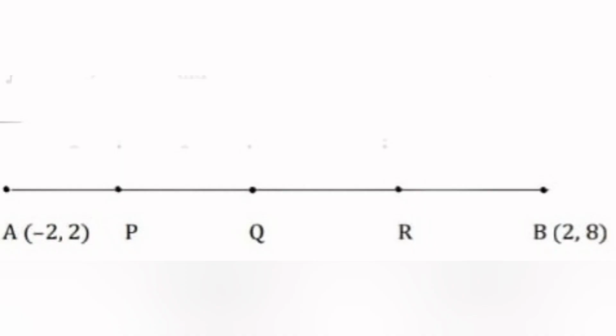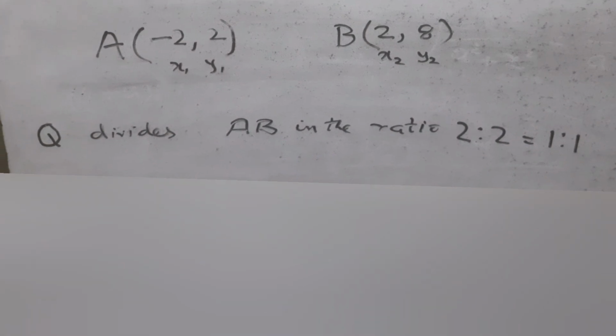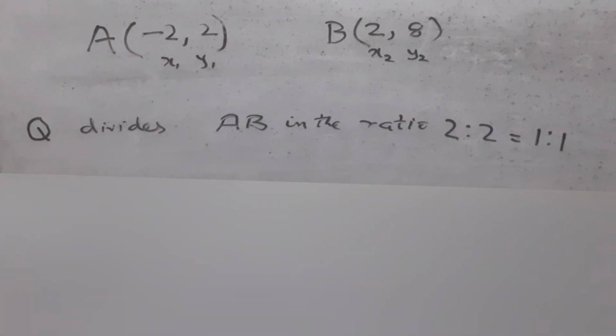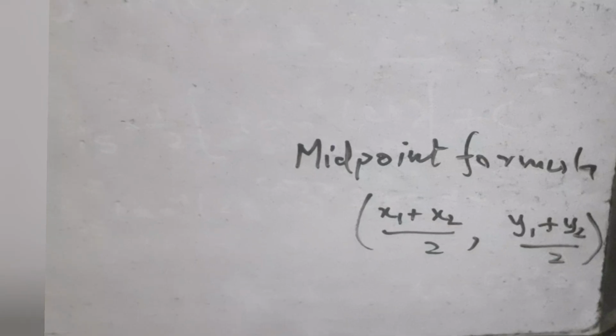Q divides AB in the ratio 2:2. That means 1:1. Or we can see that Q is the midpoint of AB. We can also use the midpoint formula to find Q. I am using m equal to 1 and n equal to 1 in the formula.